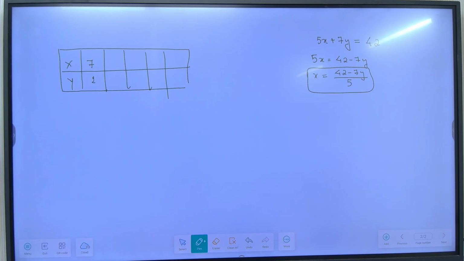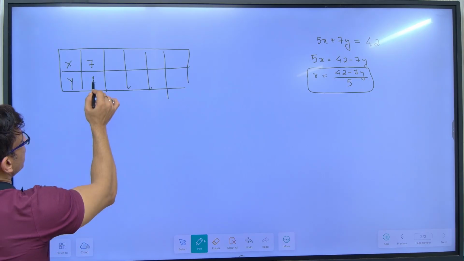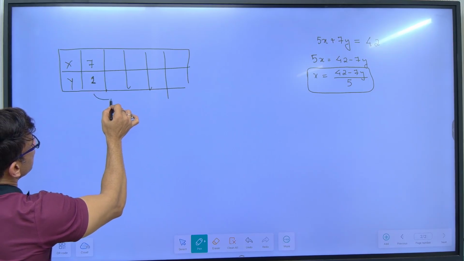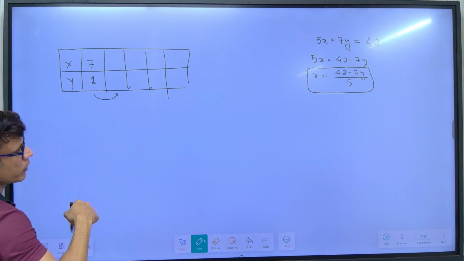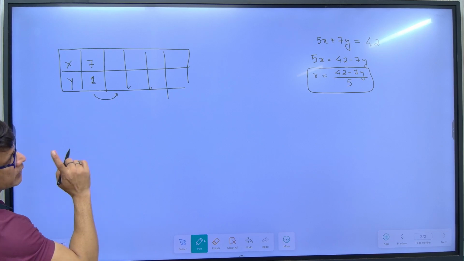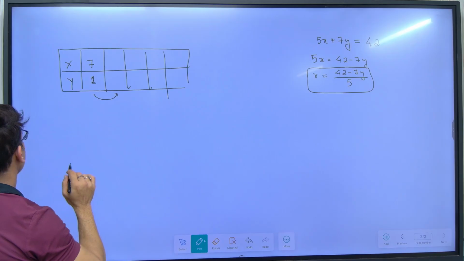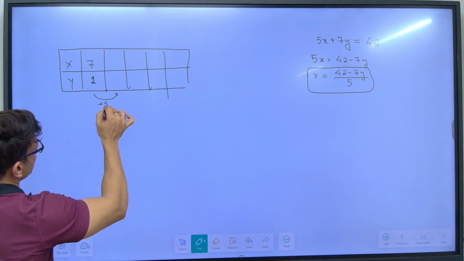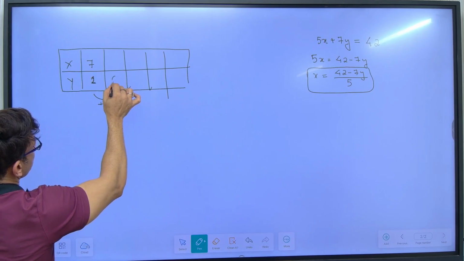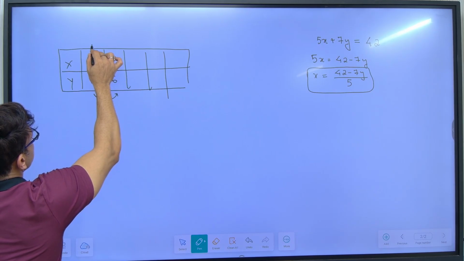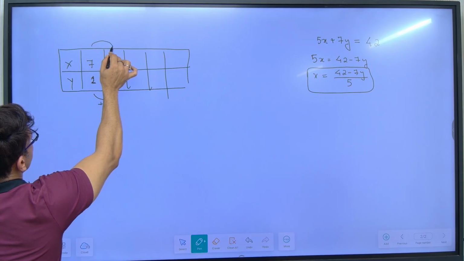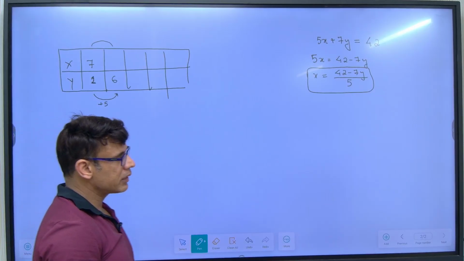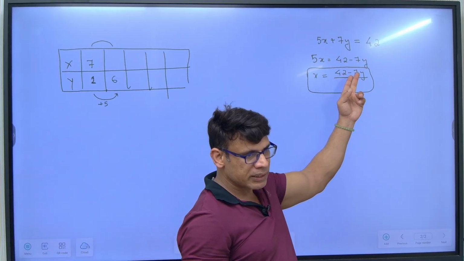How? This y will increase or decrease with the coefficient of x. What is the coefficient of x? 5. Increase this by 5. What is 1 plus 5? So x will decrease by the coefficient of y. Why will it decrease? Because there is a minus sign.